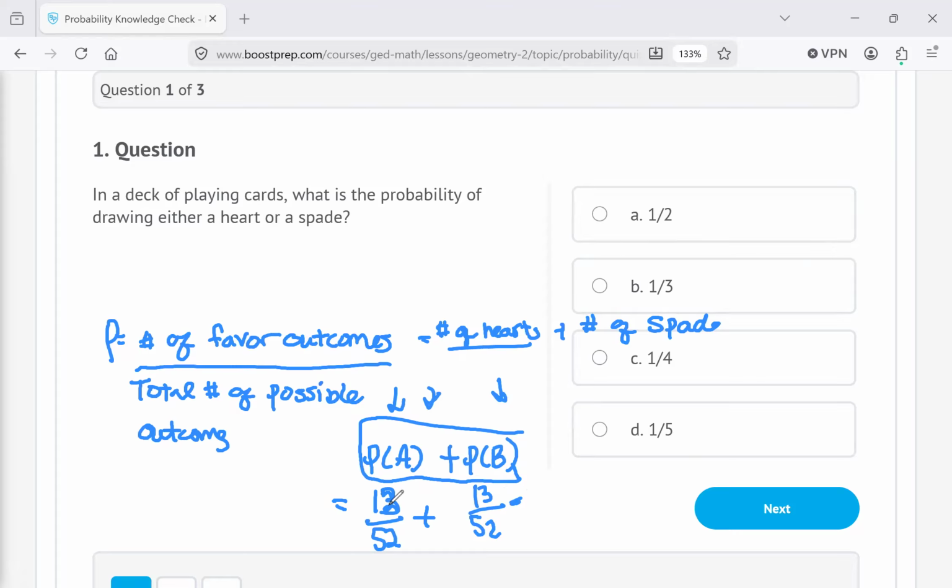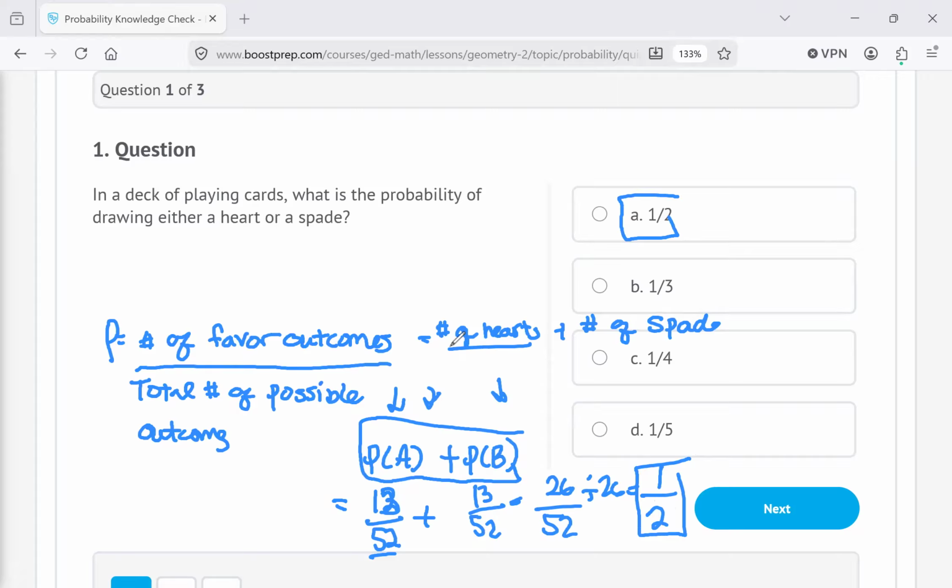So put it all together. What's 13/52 plus 13/52? That would be 26. And then on the bottom, your LCD is 52, so the bottom stays the same. And then this could be reduced by 26. So what's 26 divided by 26? 1. What's 52 divided by 26? 2. So your total probability is 1/2.